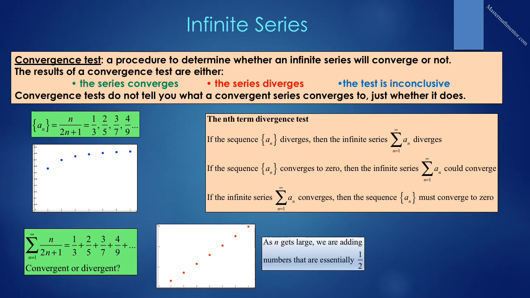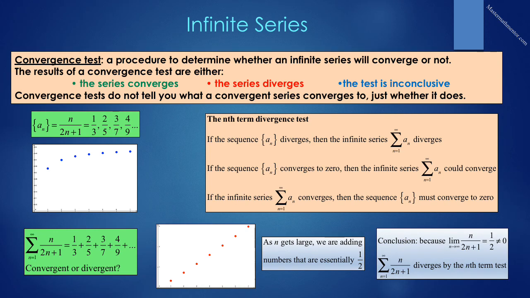As n gets large, we are adding numbers that are essentially 1/2. For instance, when n is equal to 100, we are adding 100 over 201. When n is 1,000, we are adding 1,000 over 2001. And these numbers are getting closer and closer to 1/2. Which means that we are essentially adding 1/2 plus 1/2 plus 1/2 and continually doing that forever. So our conclusion is, because the limit as n approaches infinity of n over 2n plus 1 is equal to 1/2, and that is not 0, then the series summation n equals 1 to infinity of n over 2n plus 1 diverges by the nth term test.